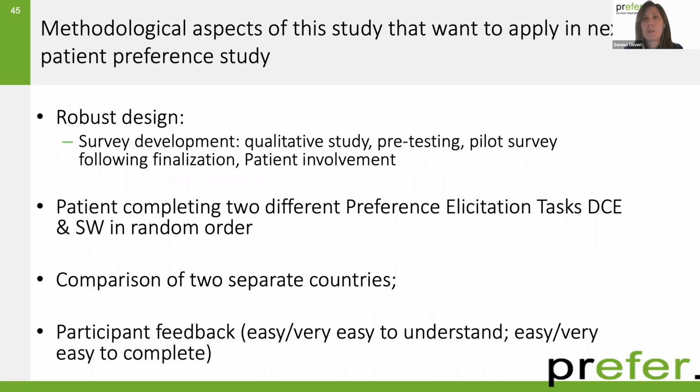Okay, some strengths of our study are, for example, a robust design, the fact that we used two different preference elicitation tasks to compare results between the two tasks, and the comparison of two separate countries in order to control possible cultural differences, and the participant feedback.